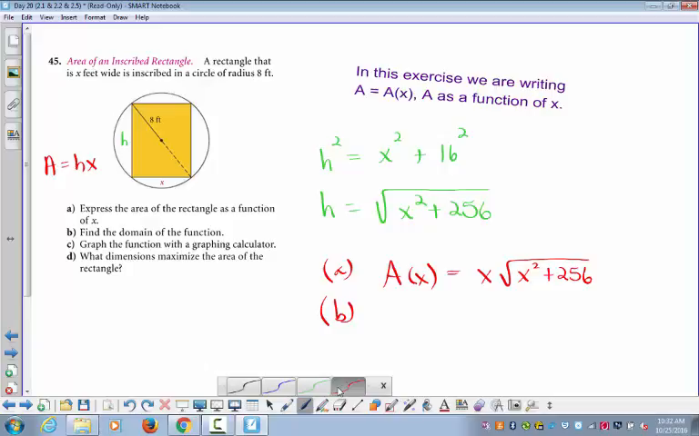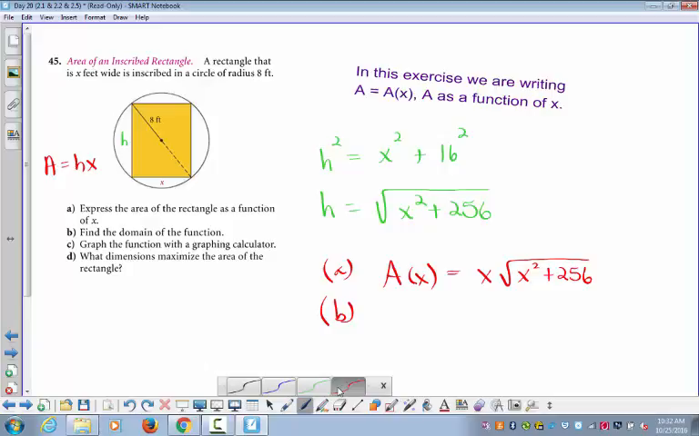But that doesn't fit with the context of an application. So in an application, you generally are going to go with an explicit domain. You're going to say, I'm only considering the x's that are greater than 0 and less than 16 or something. So we have to analyze for this particular problem. We're dealing with a rectangle.